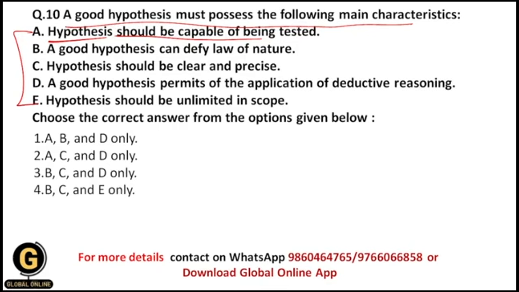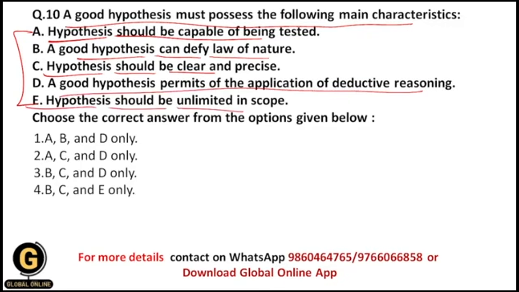A good hypothesis can defy law of nature. So it means that a good hypothesis denies the law of nature, basically. Hypothesis should be clear and precise. A good hypothesis permits the application of deductive reasoning. Hypothesis should be unlimited in scope.